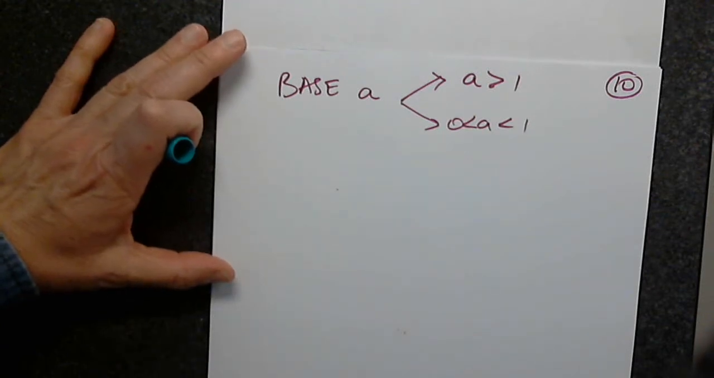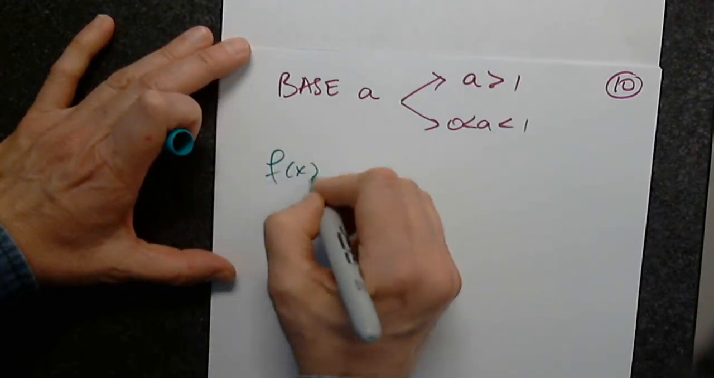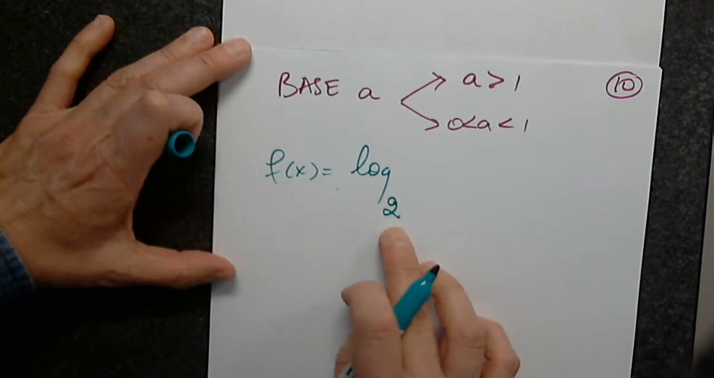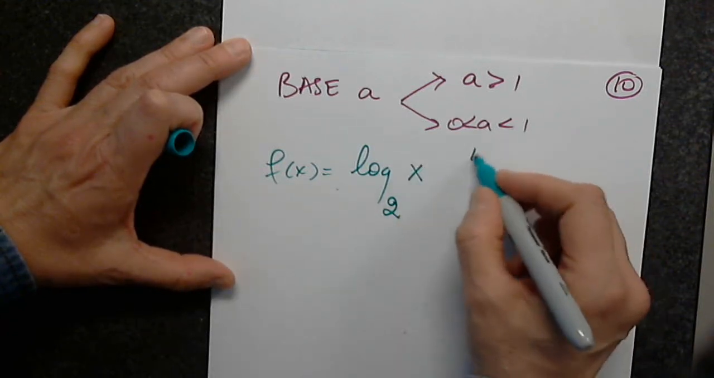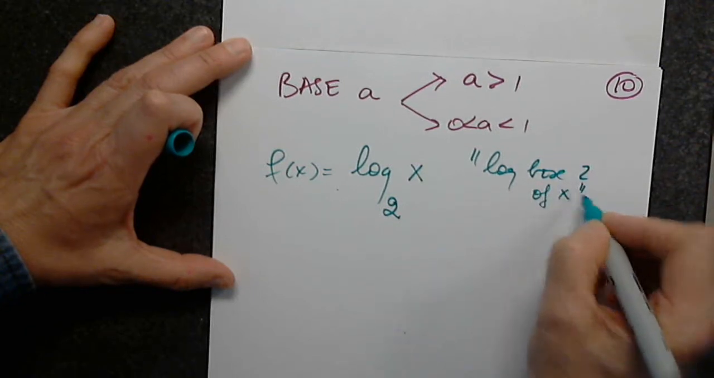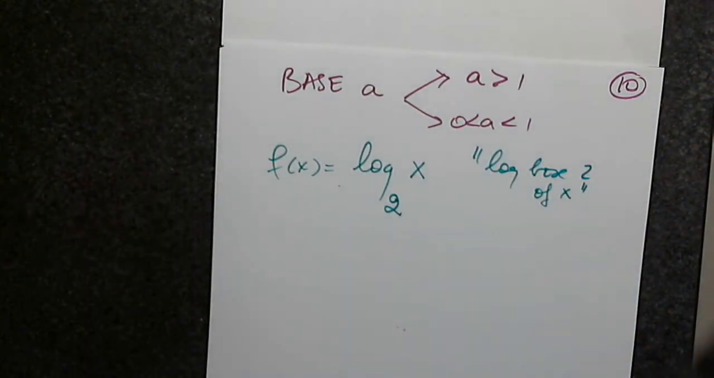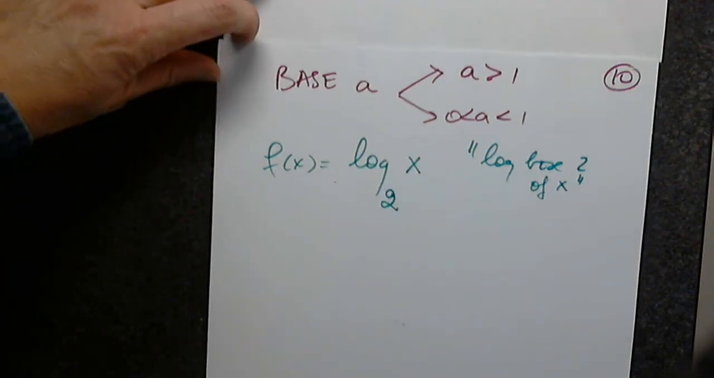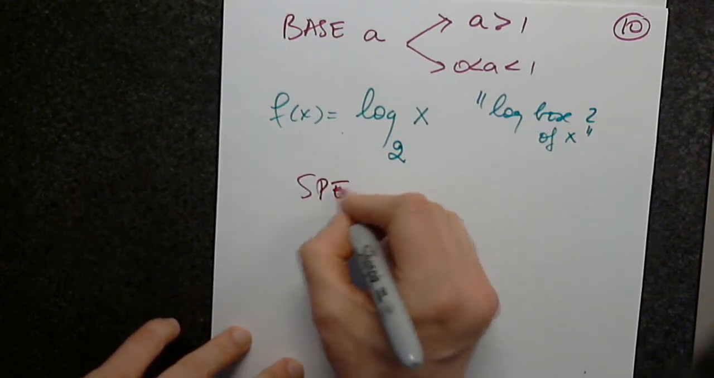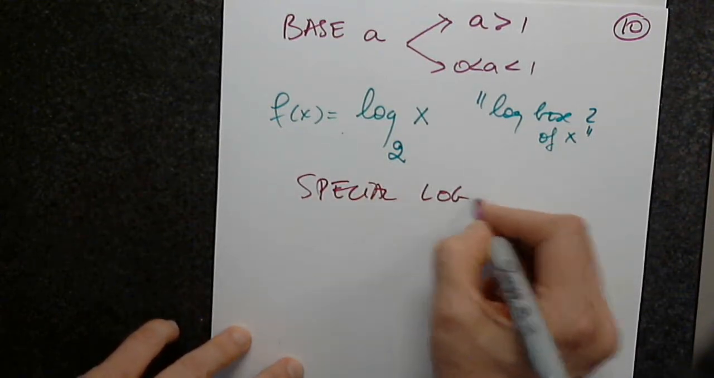So let's say the base is 2. f of x equals log base 2 of x. One more time. Log base 2 of x. This is how we read it. Also, we know there are two special log functions.